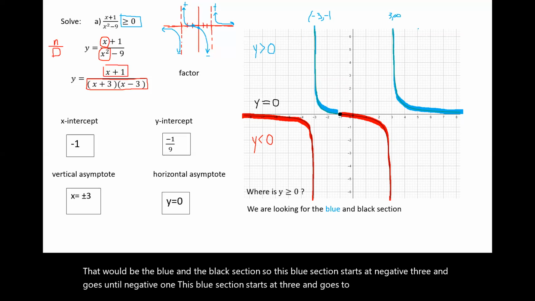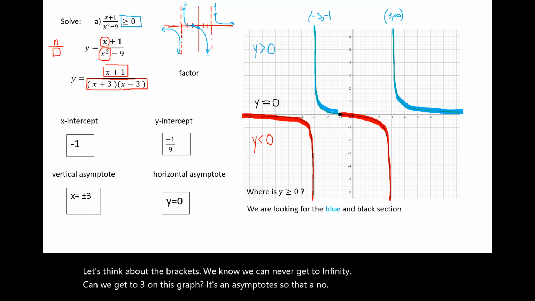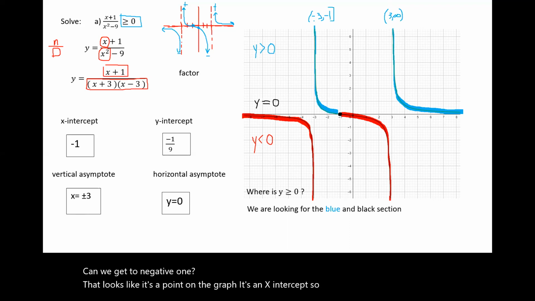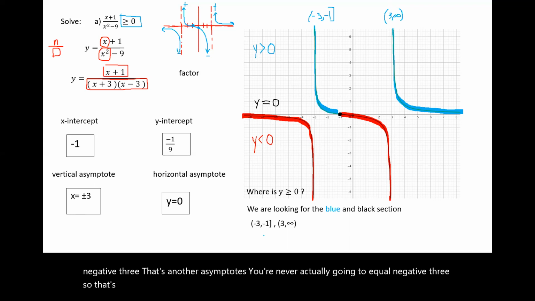And let's think about the brackets. We know we can never get to infinity. Can we get to 3 on this graph? It's an asymptote, so that's a no. Can we get to -1? That looks like it's a point on the graph. It's an x-intercept, so definitely. And what about -3? It's another asymptote. You're never actually going to equal -3. So that's how you determine the shape of your brackets.